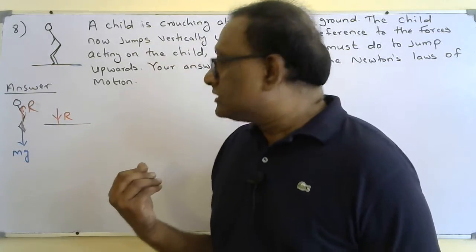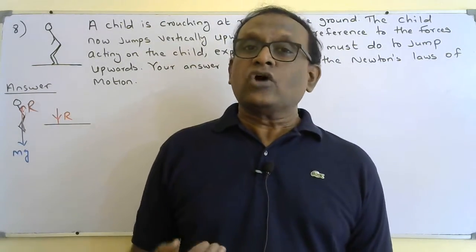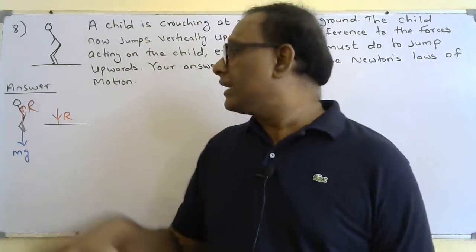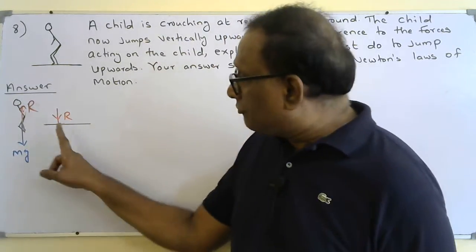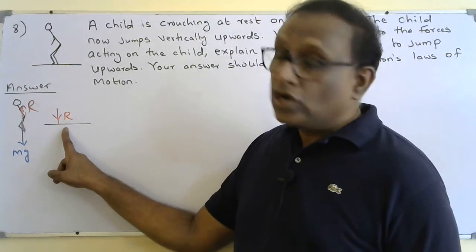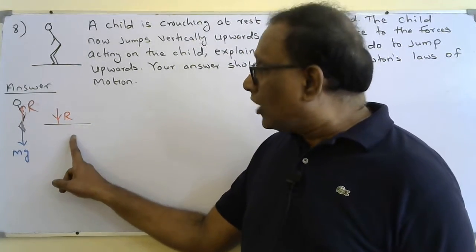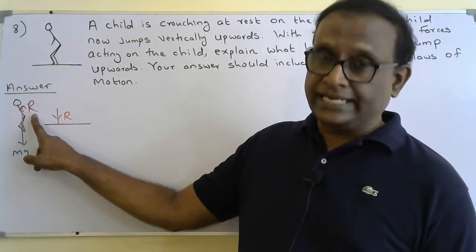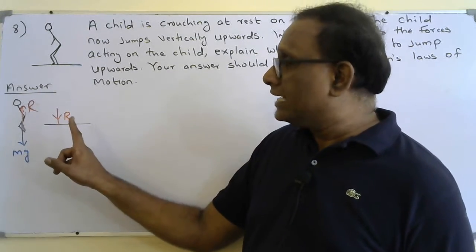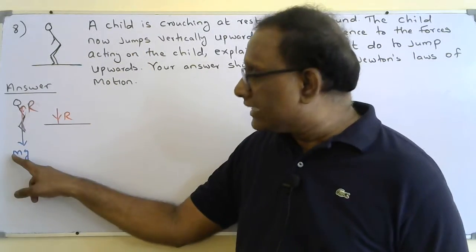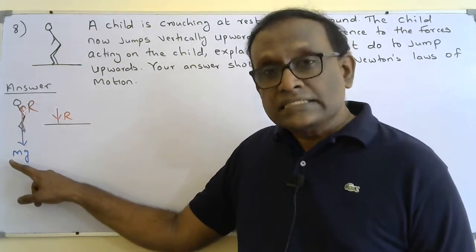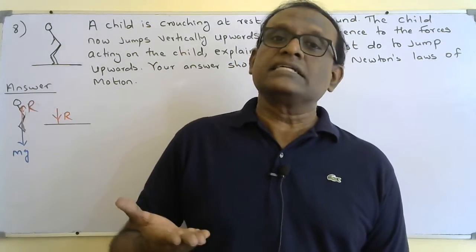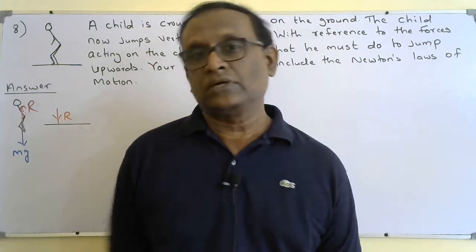When he wants to jump, the child should push the ground harder downwards and increase that force greater than his own weight. When that force increases, according to Newton's third law, the ground will exert the same larger force on the child in the upward direction. Now the child has a larger upward force than his weight. There will be a resultant force in the upward direction. According to Newton's second law, the child will accelerate up, and that is jump. Okay.